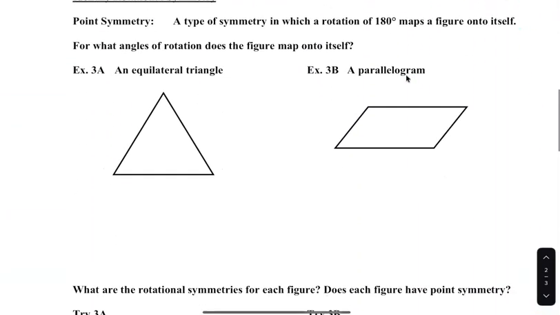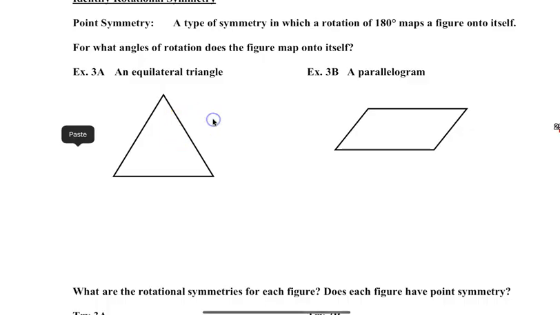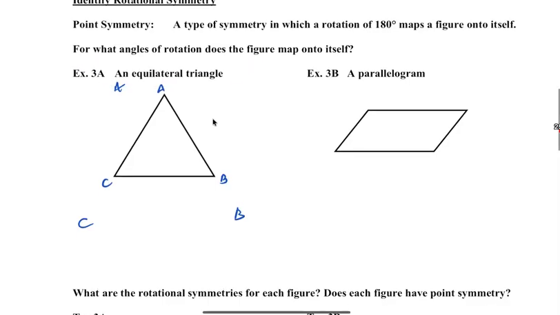Now let's do something that doesn't have that. How many rotations can I map to itself here? So let's look at this. Copy and paste. Let's label our vertices so we know what we're talking about. So this is C, this is B, this is A. All right, let me get this and let's spin it around.